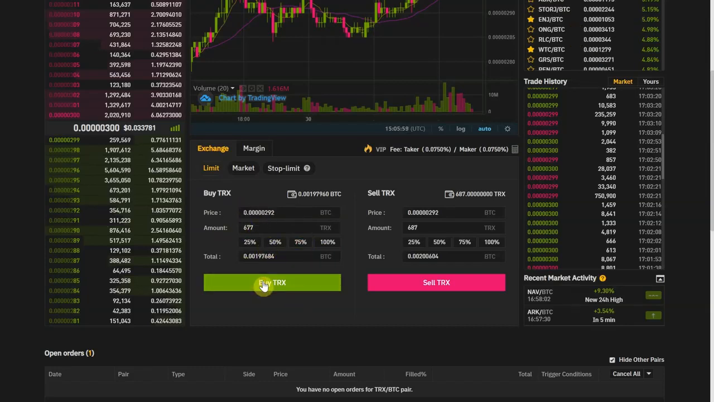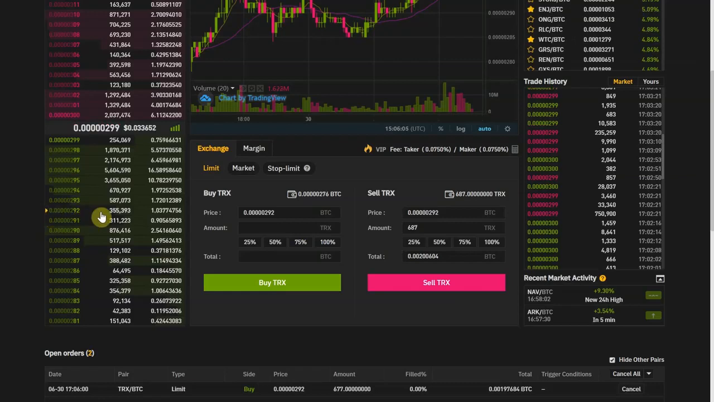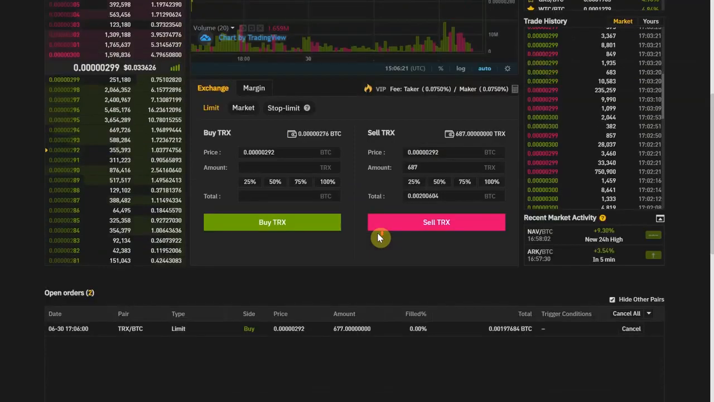Just click buy. So now you see your order. You have this indicator here. Your order is inside this 355k TRX tokens. Your order is right here. So you have to wait for all this to clear until your order gets filled.